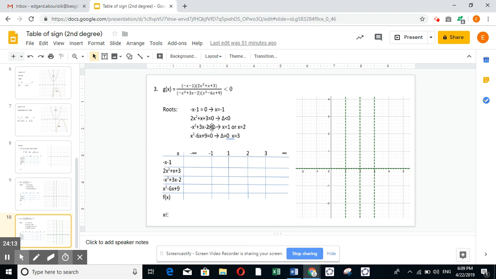Here I have 4 factors, so I start by finding the roots. The first one, the root is -1. The second one, delta is less than 0, no roots. This one, I have 2 roots. And the last one, delta is 0, x is equal to 3.